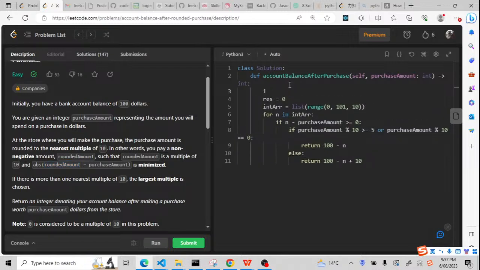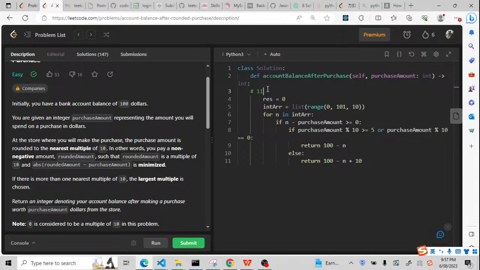If the purchase is 11, for example, what should we do? It means minimized, so the round amount should be 10. It cannot be 20. It is a multiple of 10; it can be 10 or 20, but 10 should be the answer, because if it is 20, round amount minus purchase amount is 9. It is not minimized.